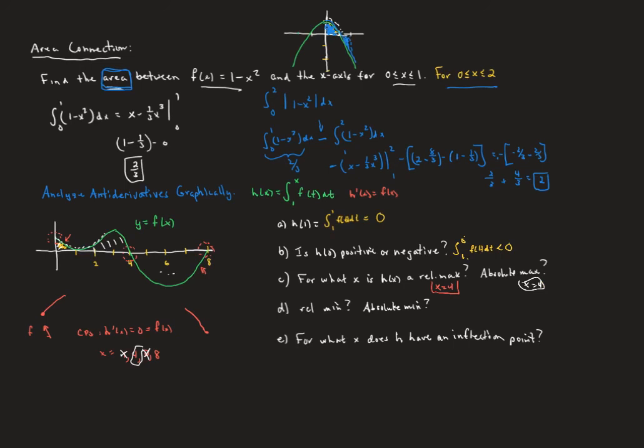And relative minimums will be where the derivative changes from negative to positive, or possibly at endpoints. So there is no interior point where it goes from negative to positive, but we will have relative minima at both 1 and 8. And that's for the relative minima.